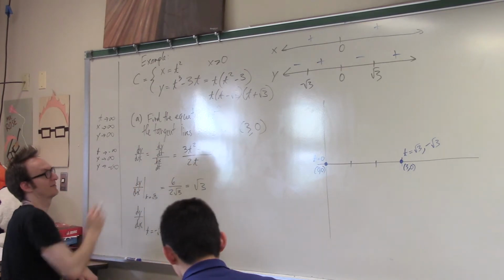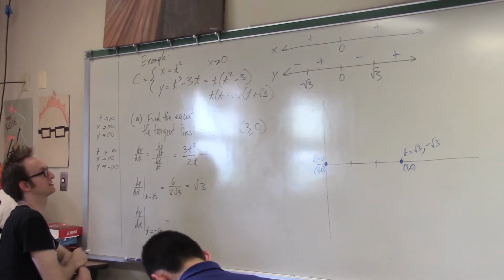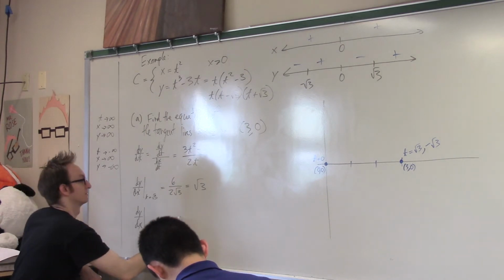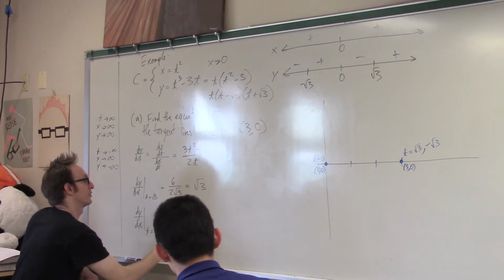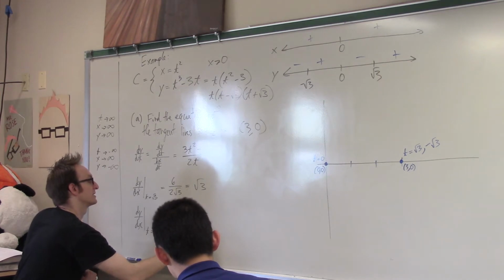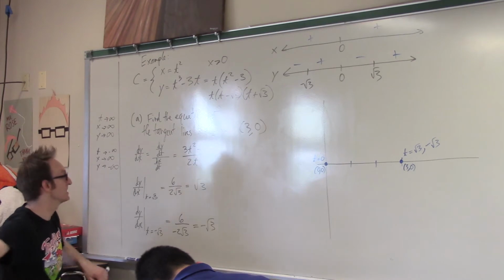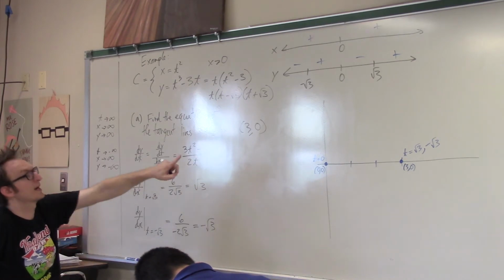So again, I just have a t value, I plug it into the formula, and it will give me 6 over negative 2 root 3. So that's just negative root 3. Everyone good?